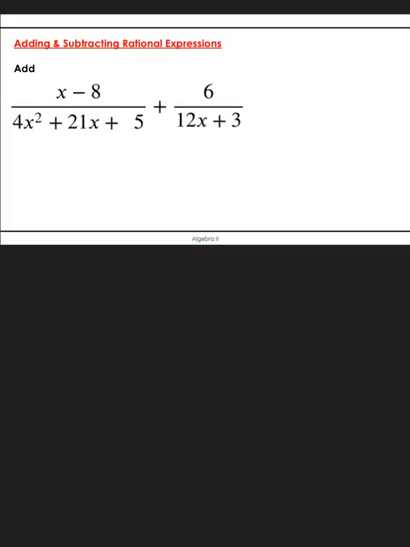Okay, so here we have (x - 8) over (4x squared + 21x + 5) plus 6 over (12x + 3). And remember, I've been constantly telling you, you got to make sure you're not a factor. So in all of these problems, it's important that you know how to factor and that you're factoring accurately so that you can get the right answer.